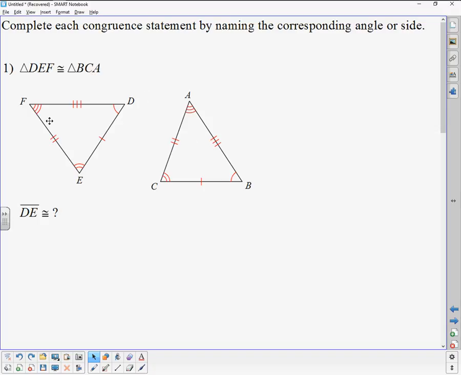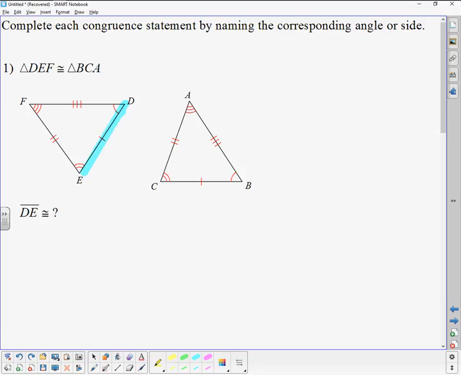Now if you look at the first two letters, DE will be one tick mark, and BC has one tick mark, so they correspond. Now the last two letters, EF has two tick marks, and that corresponds to CA, which has two tick marks. So they're asking me for DE. Now DE will be right here. This is D.